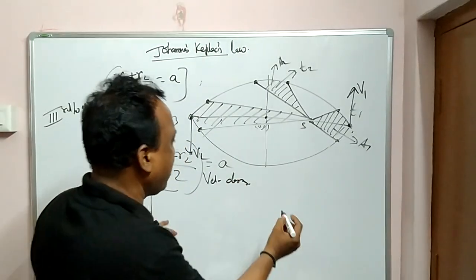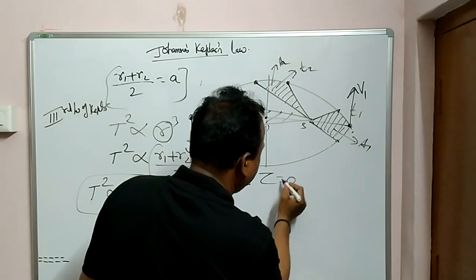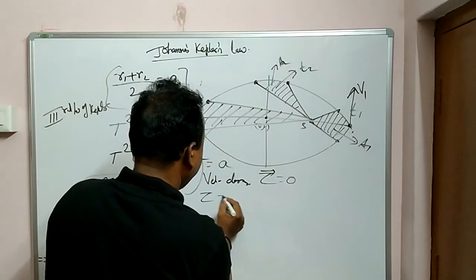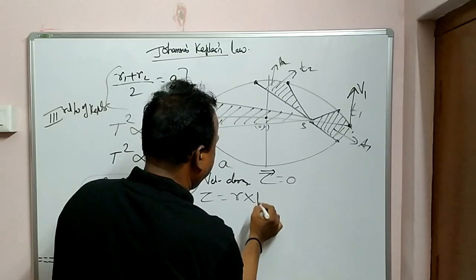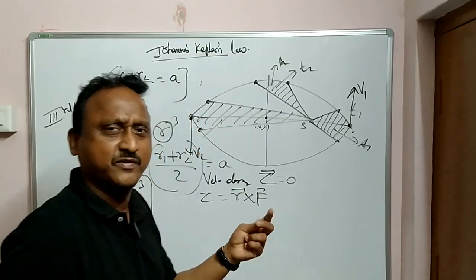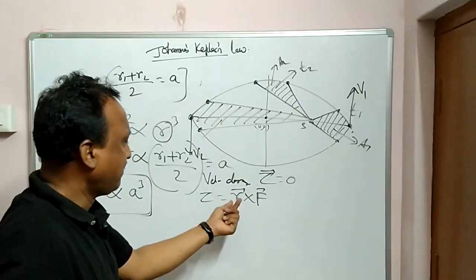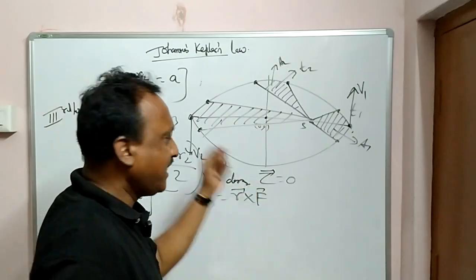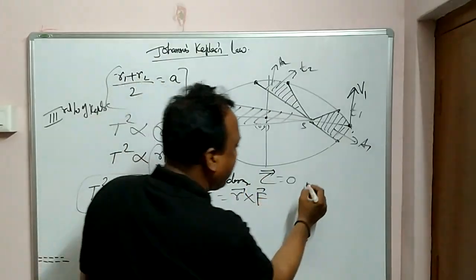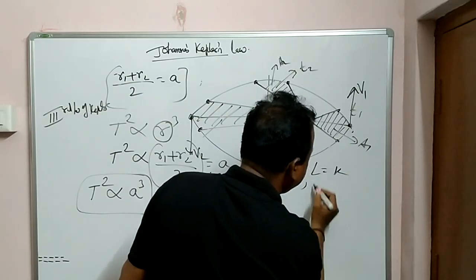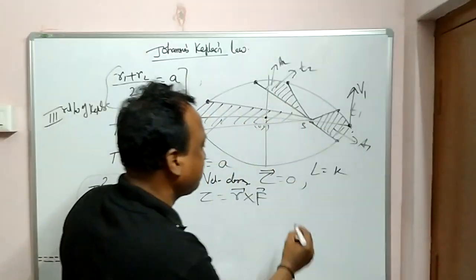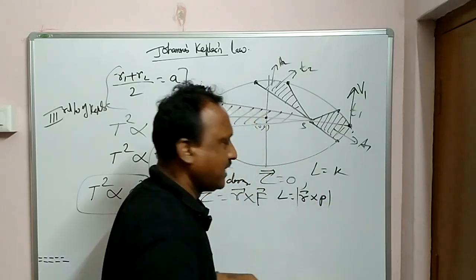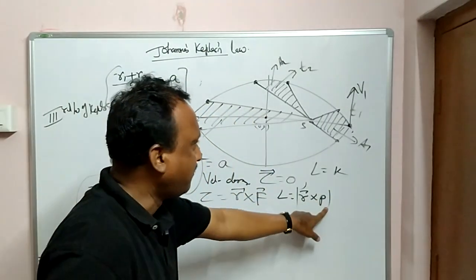Another point to remember: when torque is 0. What is torque? Torque is r cross F, already discussed in the earlier chapter on rotatory motion. Radius vector into force. So when torque is 0, there is another point: L is constant. What is L? Angular momentum. L is r cross p, the radius vector cross momentum, mass into velocity.